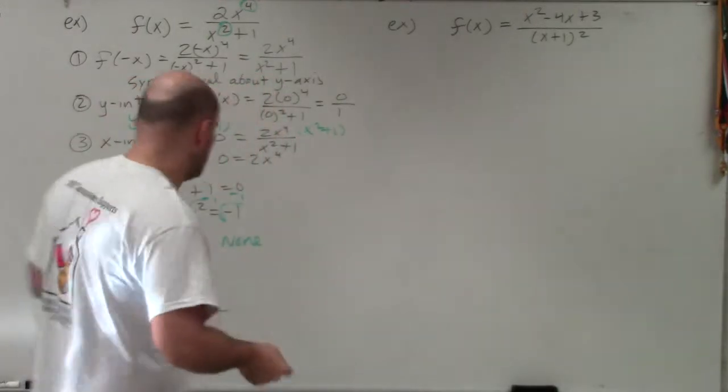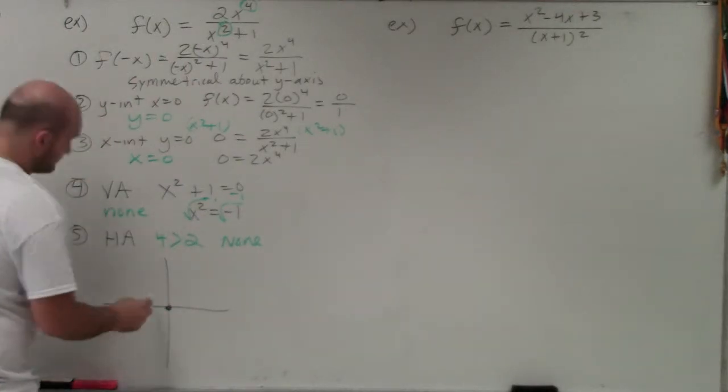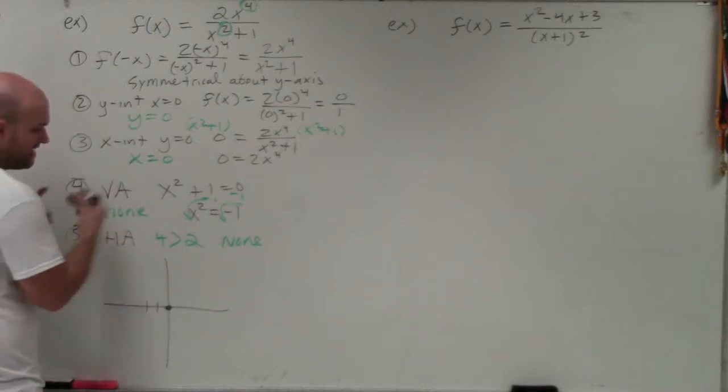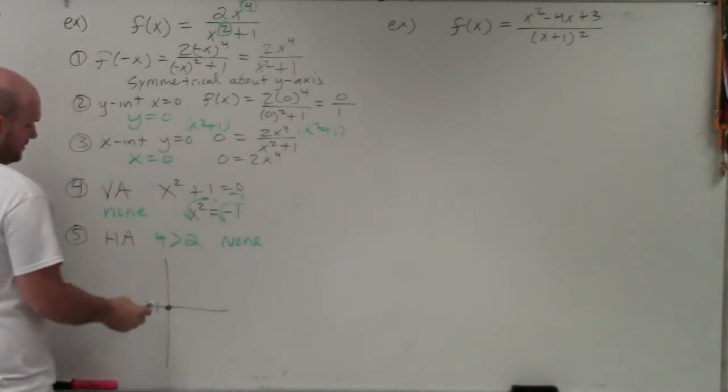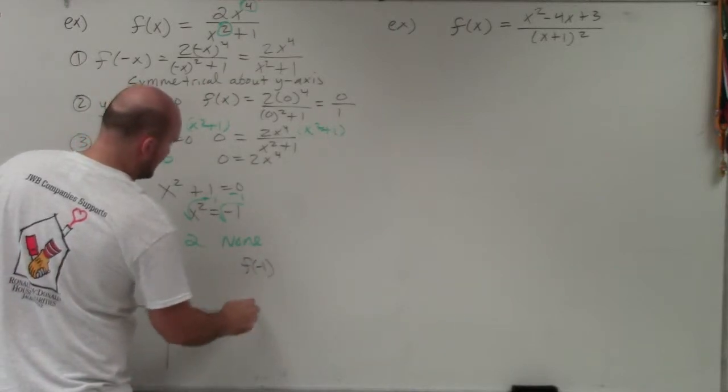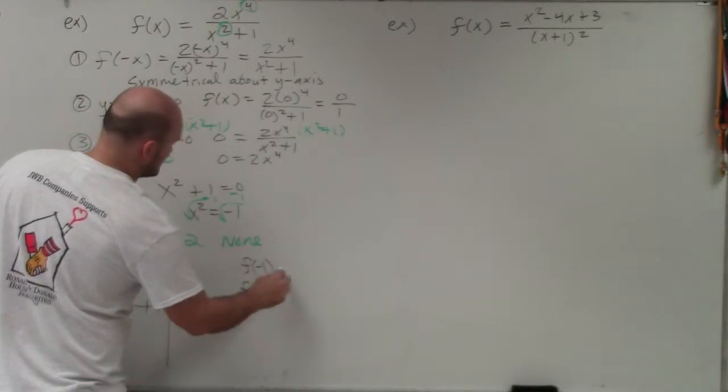So basically, what I'm going to do is pick 2 points to the left of the y-axis. Then whatever those points are, I'll determine my graph, and then I'll reflect them over. So let's pick negative 1 and negative 2. I want to figure out what f of negative 1 is, and I want to figure out what f of negative 2 is.